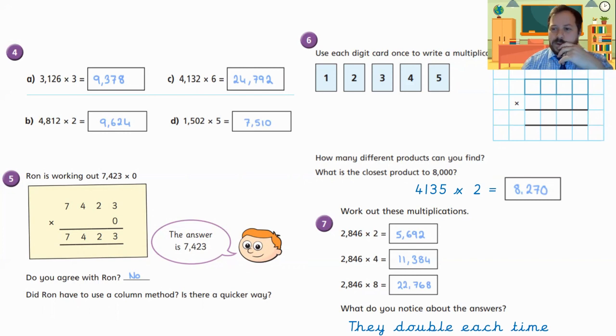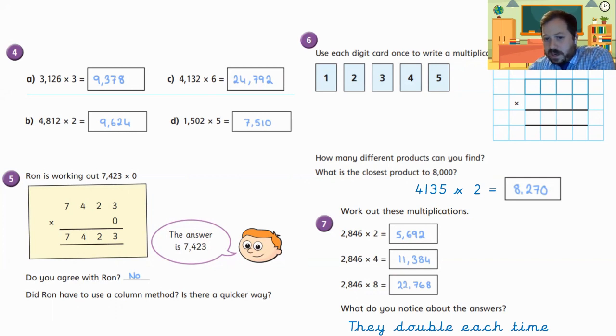So do we agree with Ron? No. When we times a number by nothing, we have nothing. So the answer is going to be 0. Now, number 6, you could have worked out lots of different ways of doing this, but the answer that eventually comes out being closest to 8,000 is 4,135 times 2. And I would probably say the easiest way to think about this is thinking about 4 times 2 is closest to 8, and then making the number as small as possible to go over that by as little as possible.